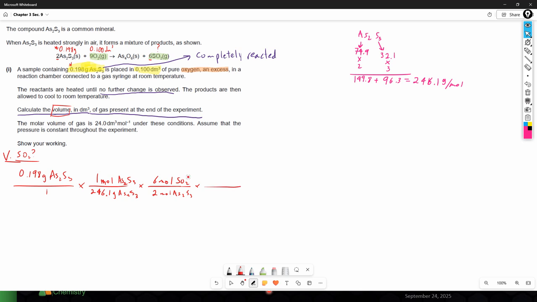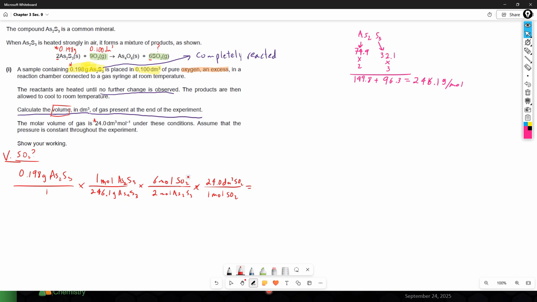Now here's where we have transformed it to the SO2 which we're looking for, but we also need to keep in mind that we want volume. So how do we convert moles to volume? That's where this molar volume we just learned about comes in. We know that for every 1 mole, any gas, doesn't matter if it's SO2, O2, or what, occupies 24.0 cubic decimeters. So we know that 1 mole of SO2, because SO2 is a gas, will occupy 24.0 cubic decimeters.